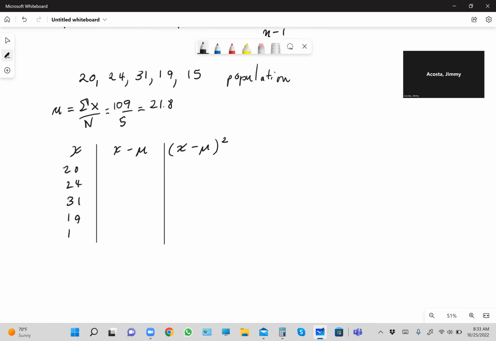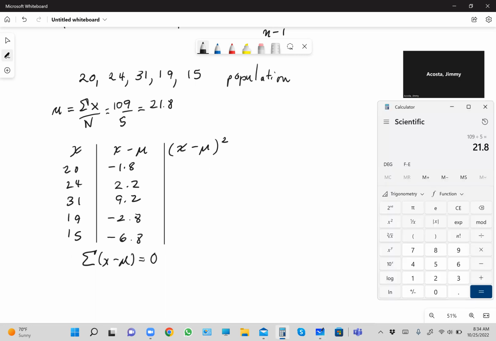And the failing. So what's 20 minus 21.8? And what's 24 minus 21.8? And what's 31 minus 21.8? And what's 19 minus 21.8? And what's 15 minus 21.8? And if we add all these up, what do we get? 0. Make sure to verify you do get 0.